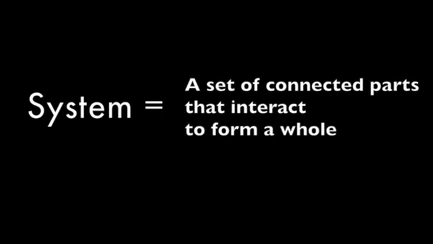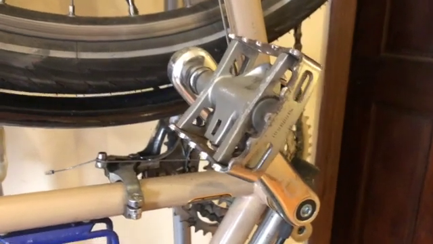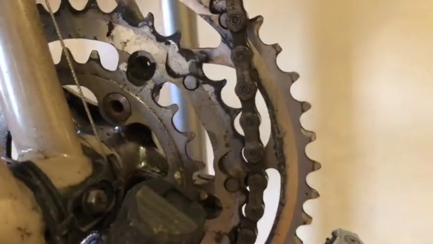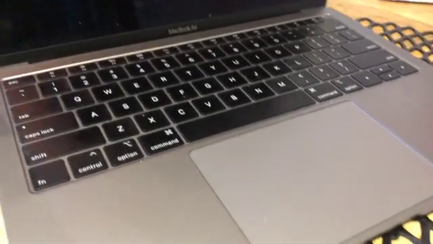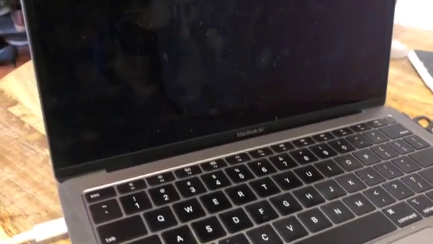A system can be living, like a plant or animal, or it can be non living, like a machine. A bike is a system. It's made of many parts that all interact. The pedals interact with the cogs, which move the chain around the gears, which push the wheels to move you forward. A computer is a system too. Think about how many parts have to interact to make your computer function.